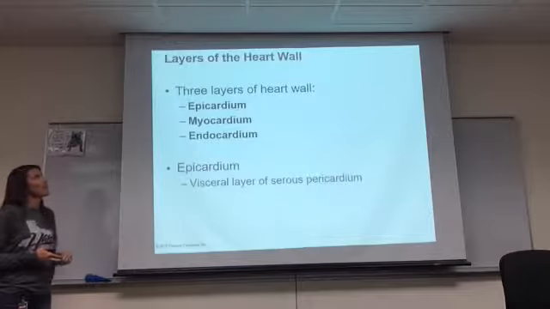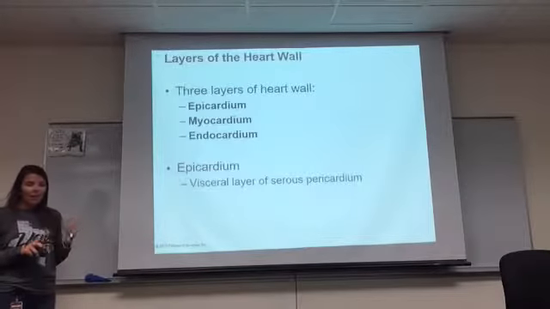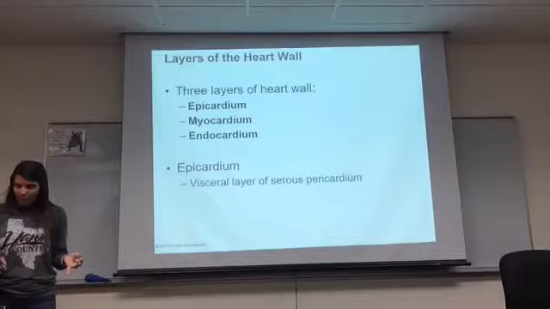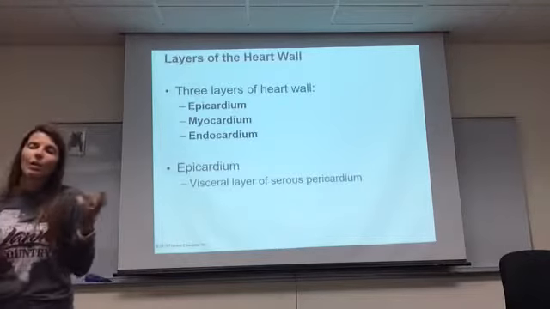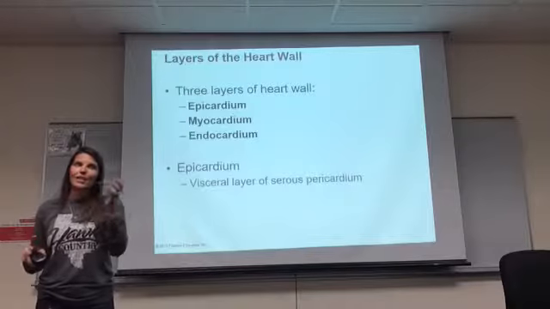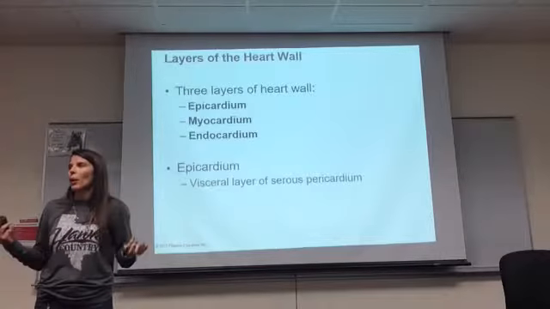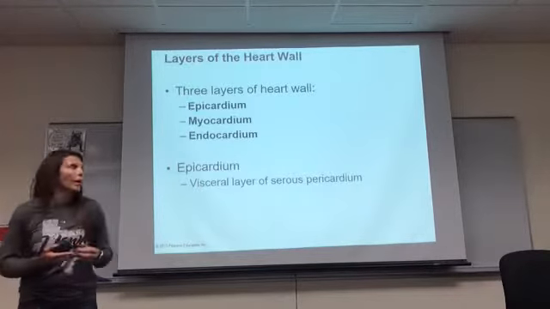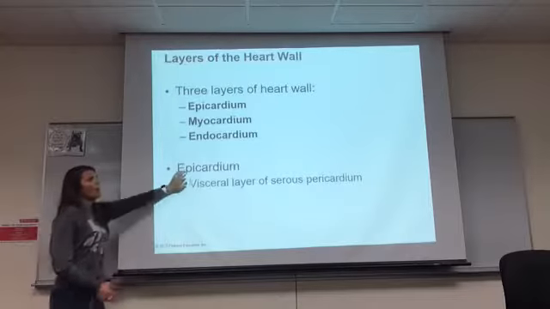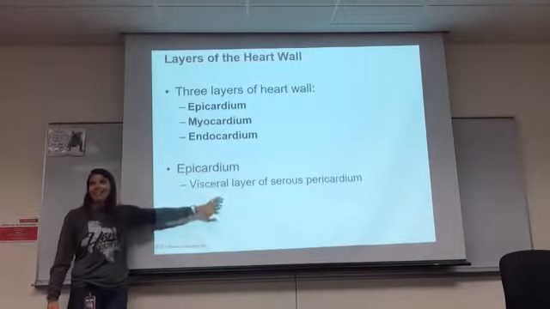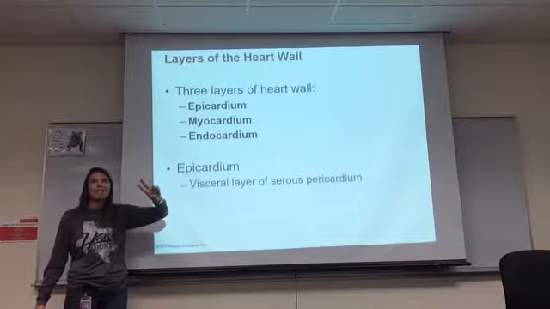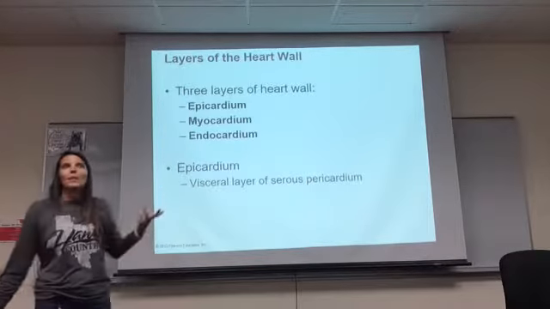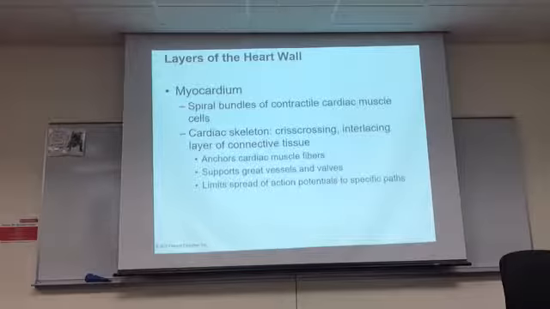All right, three layers of the heart. Epi tells us it's on the outside. Myo tells us it's muscle. And endo tells us it's on the inside. So if you can figure out those roots and it says cardium, you know that I'm talking about the heart. That would be the goal there. The epicardium, once again, is the exact same thing as the visceral pericardium. They are one and the same. It just depends on how you're referencing it.